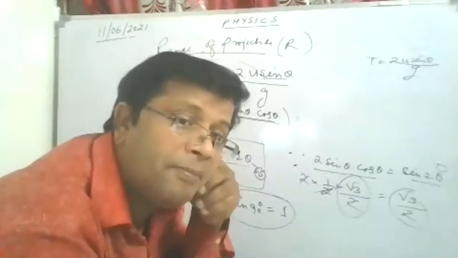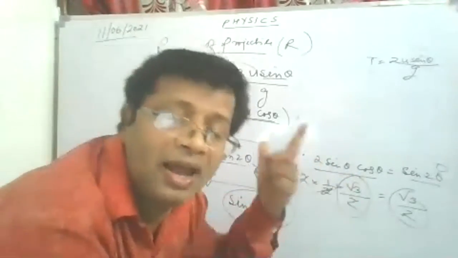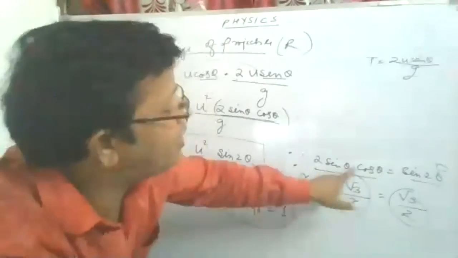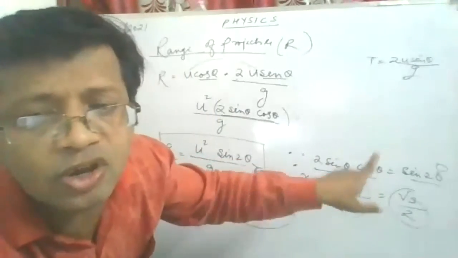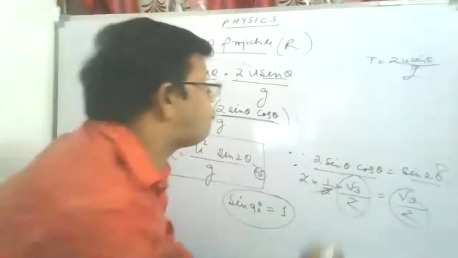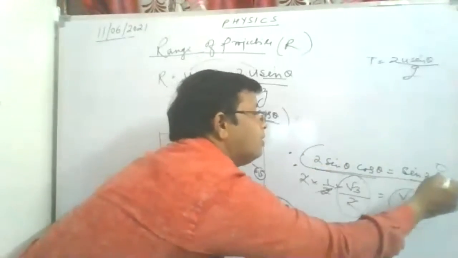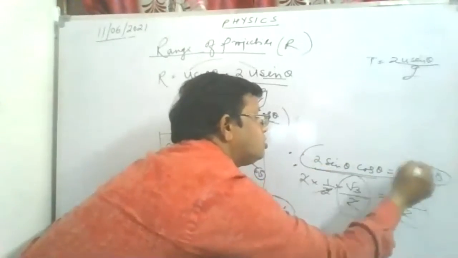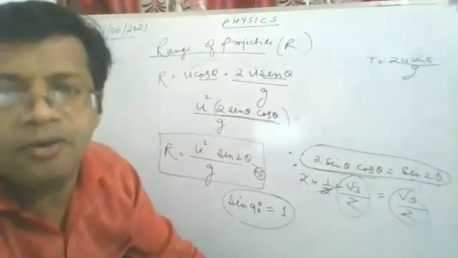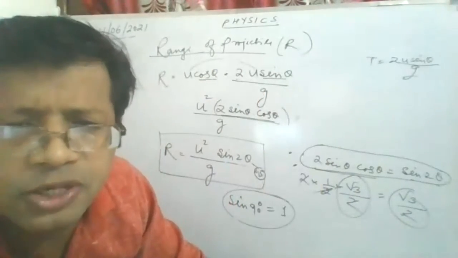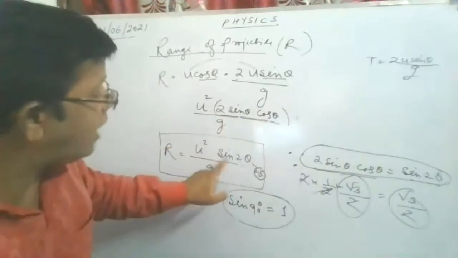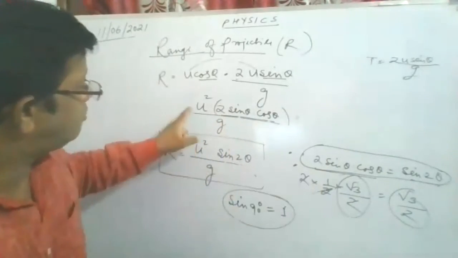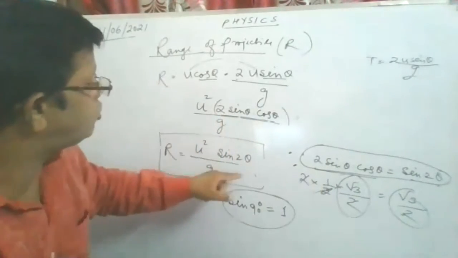बेटा इस आइडेंटिटी से हम फाइंड आउट कर लेंगे. I will tell you that formula and we will derive this formula. First you remember this formula: 2 sin theta into cos theta is equal to sin 2 theta. Beta, you have to remember this formula because this is a very general formula of trigonometry that is generally used in physics. So 2 sin theta into cos theta is equal to sin 2 theta. And the final equation becomes u square sin 2 theta upon g.